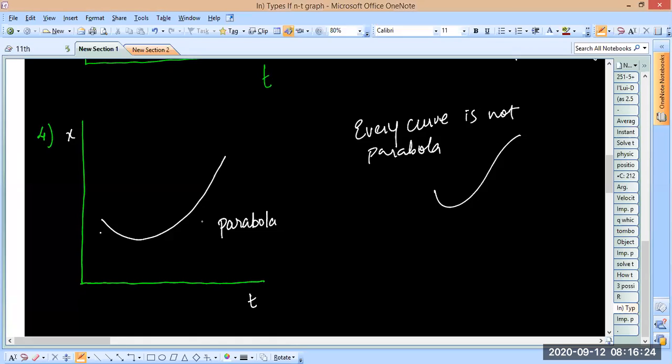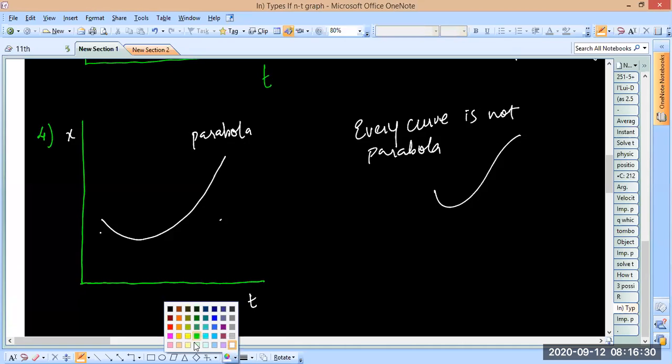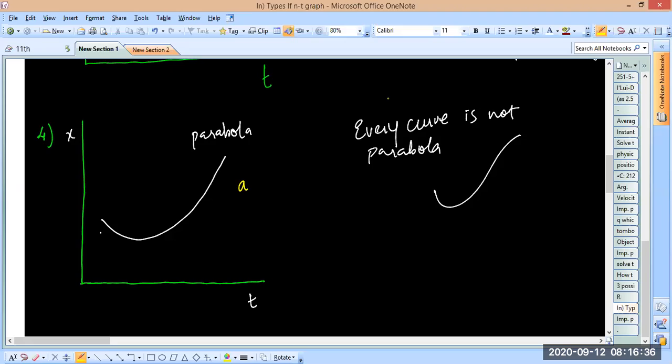So now let's say it's a parabola like this. What does this indicate? First of all, I would like to ask you about acceleration here. Come on. What information do you get about acceleration from this graph?